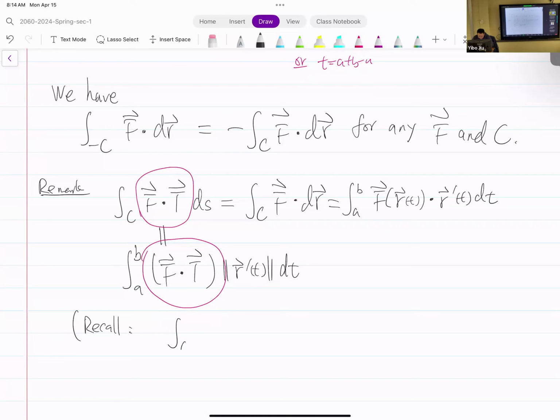Okay? So recall if you accumulate one along the curve with respect to arc length, this is exactly accumulating one multiplied by the magnitude of the tangent direction, integrated with respect to t. Okay, this is exactly the arc length of the curve.